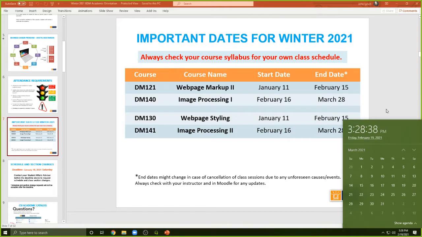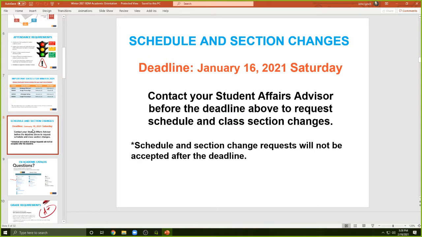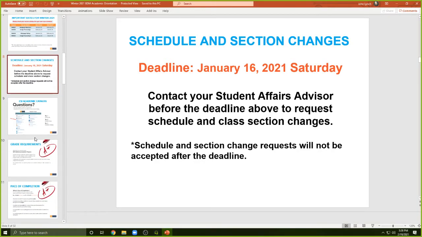But again, we have 5 weeks of this, Monday to Friday, 3 to 10 p.m. And we don't have a day off like we did last quarter, so our schedule should be on track. After our 5 weeks, we'll do our capstone presentations like we did for 140, and we'll continue on. The deadline has already passed, but if you would like to change your section or schedule around, please reach out to Student Affairs.